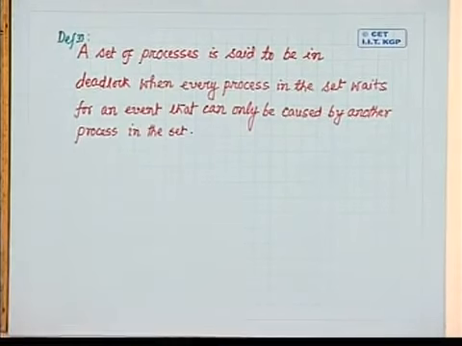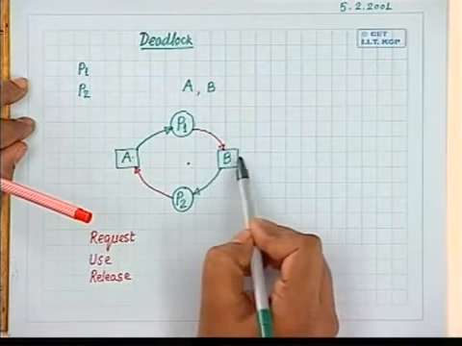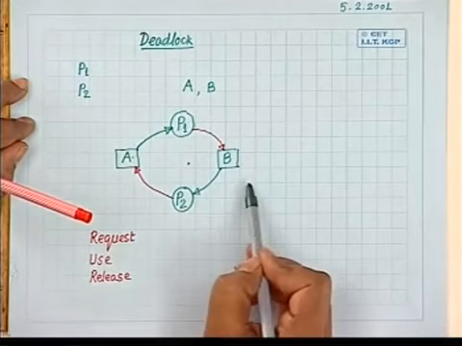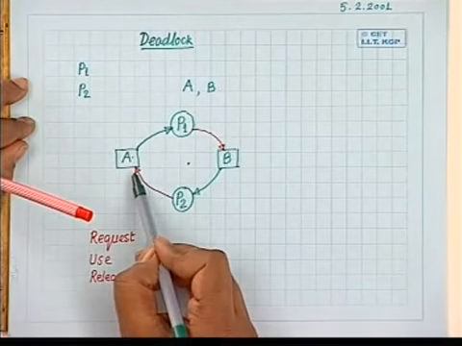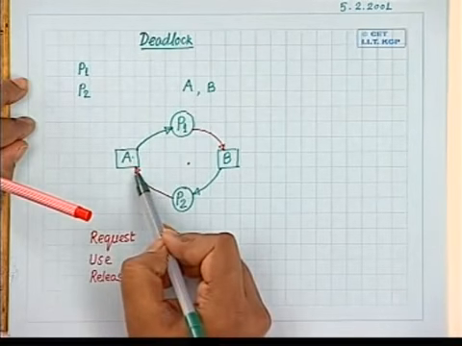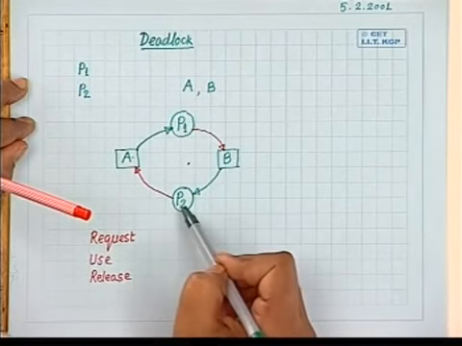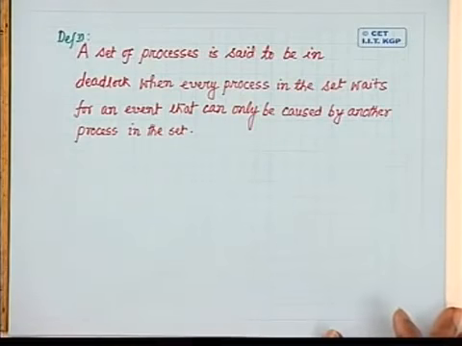So in this case, what is the event? Let us come to this. P1 is waiting for an event. The event is B to be released. And this B can be released only by P2. P1 cannot release B. Similarly, P2 is waiting for an event. The event is A to be released. And this A can only be released by P1. P2 cannot release it. So every process is waiting for an event which can only be caused by another process in the set, not by the same process. And that is a formal definition of deadlock.